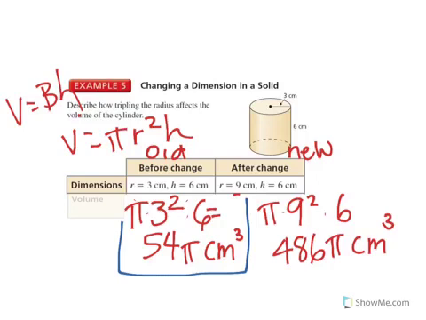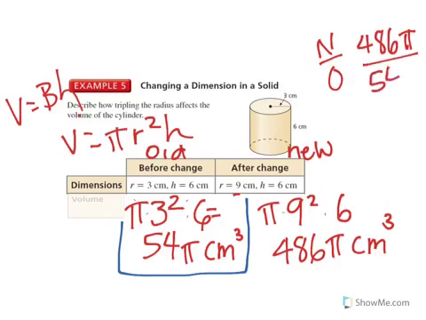So we're going to go and do our new over old. Our new area is 486 pi. If we divide that by our old one, which is 54 pi, we should get a change of 9. We're not really dividing it by the pi, we're really just dividing the numbers. The 486 divided by the 54, the pi is still there, but we're just dividing the numbers. So in other words, by doing this change, it changes our volume to be 9 times the original volume, 9 times our old volume.